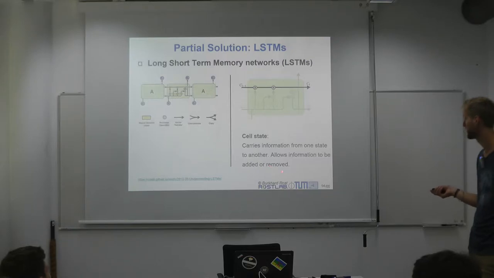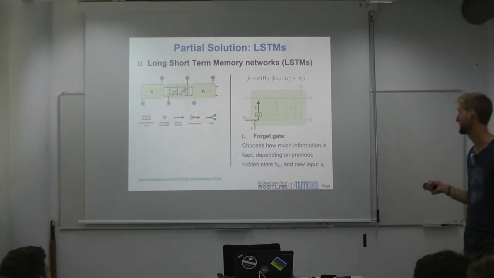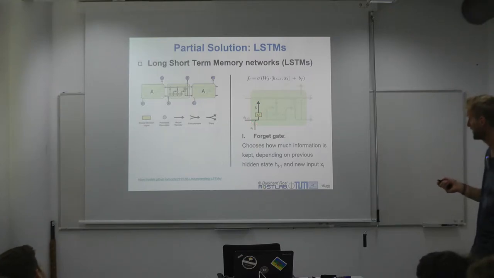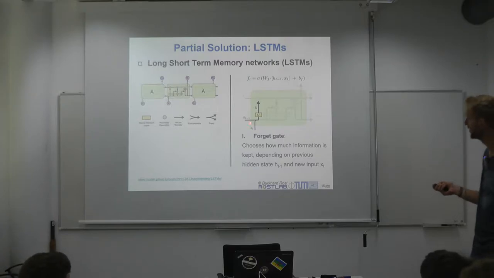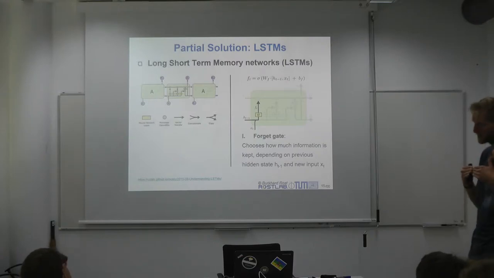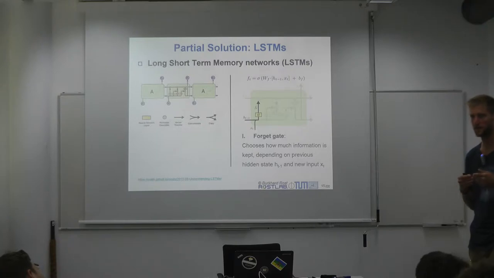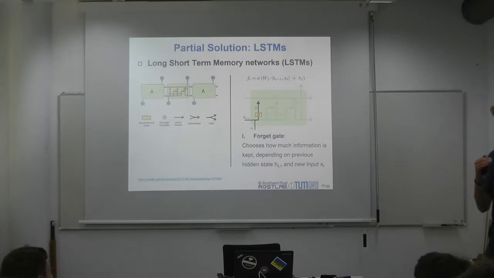Yes, so this thing just allows information to be added or removed. How does it do this? In the first step we have the forget gate. It takes as an input the new processed information, the new processed amino acid residue, for example, and the previous hidden state. It concatenates the two, then trains a small neural network on this information and does a sigmoid transformation. This means that it squeezes the information in these vectors to be between 0 and 1.